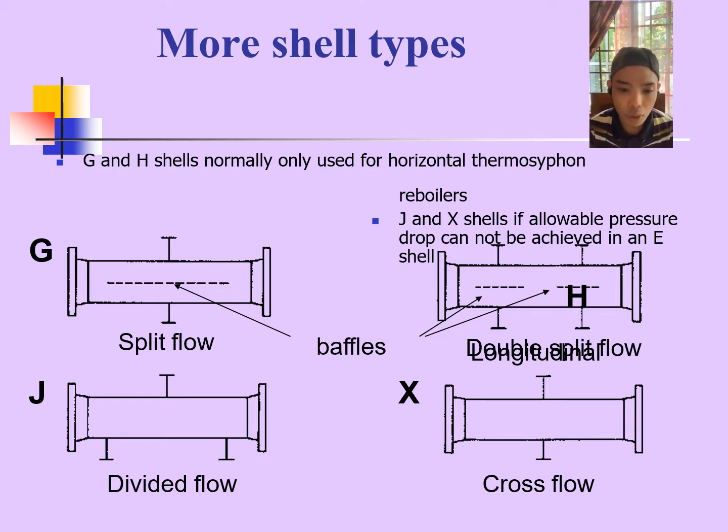If G flow is a straight line, the H shell has two split flows. You can see the double flow from the slide. J is the same split flow, but it does not have the split flow. And the X shell is a cross flow.